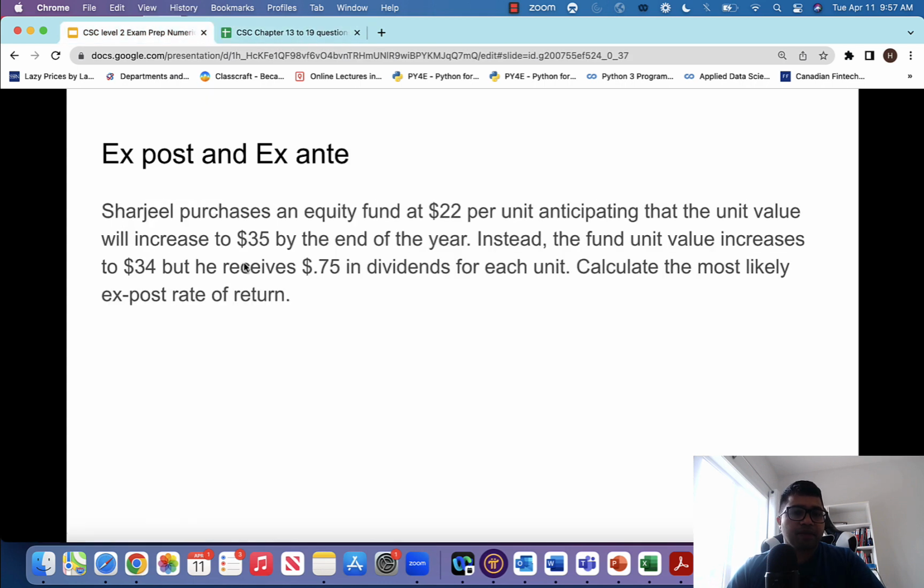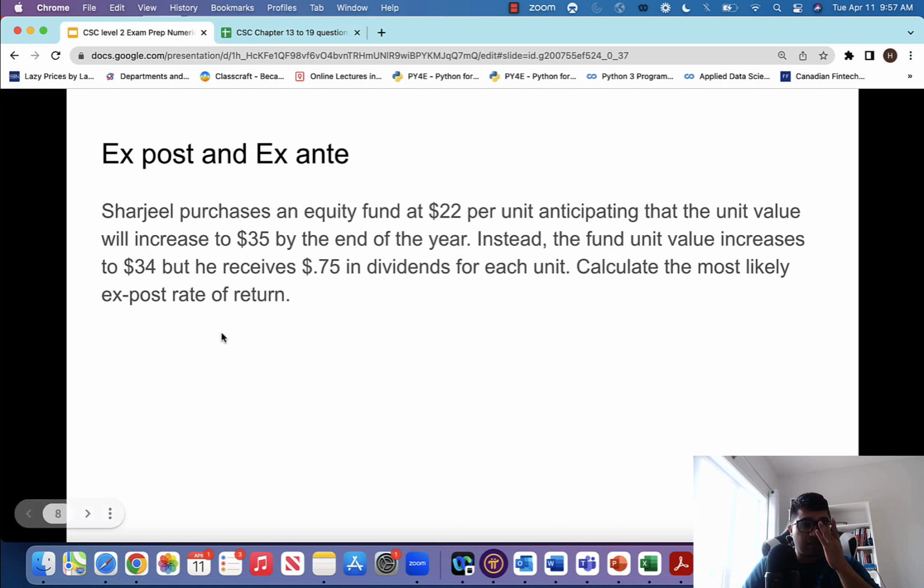Okay. Next one. The next question is about ex post and ex ante return. So Sharjil purchases an equity fund for $22 per unit, anticipating that the unit value will increase to $35 by the end of the year. Instead, the fund value actually increases to $34, but he receives 0.75% in dividends for each unit. Calculate the most likely ex post returns that he has received.